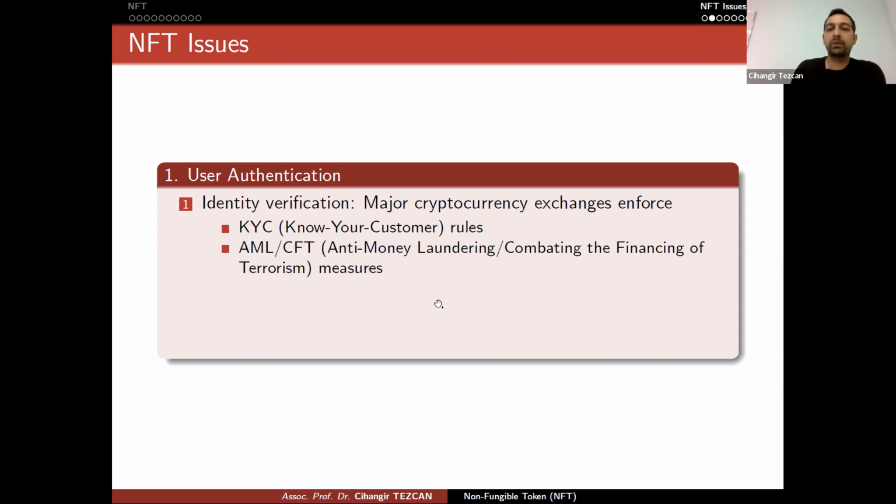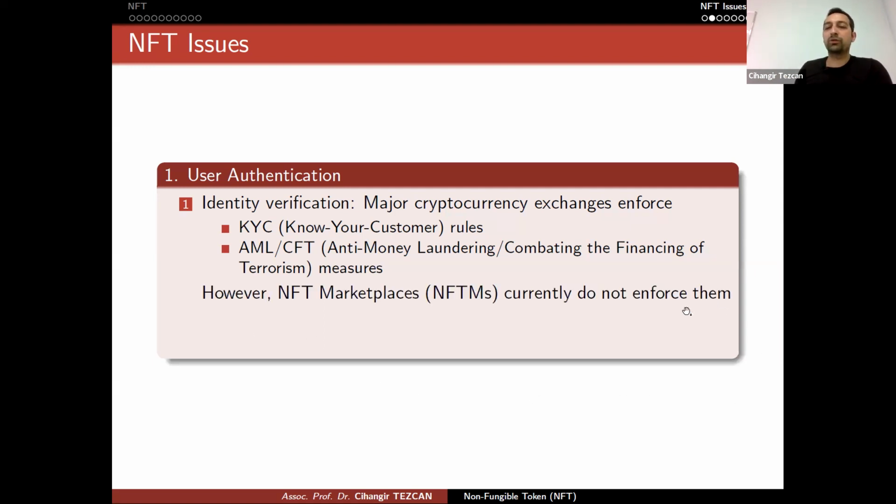And for the anti-money laundering case, they have a list of addresses which are known for money laundering or money that is obtained from, for instance, ransomware and so on. So they're listed and they have to check, and they have to work together with countries to see if some money laundering is happening or not. But the problem is that NFT marketplaces do not enforce both of them. This is a huge problem.